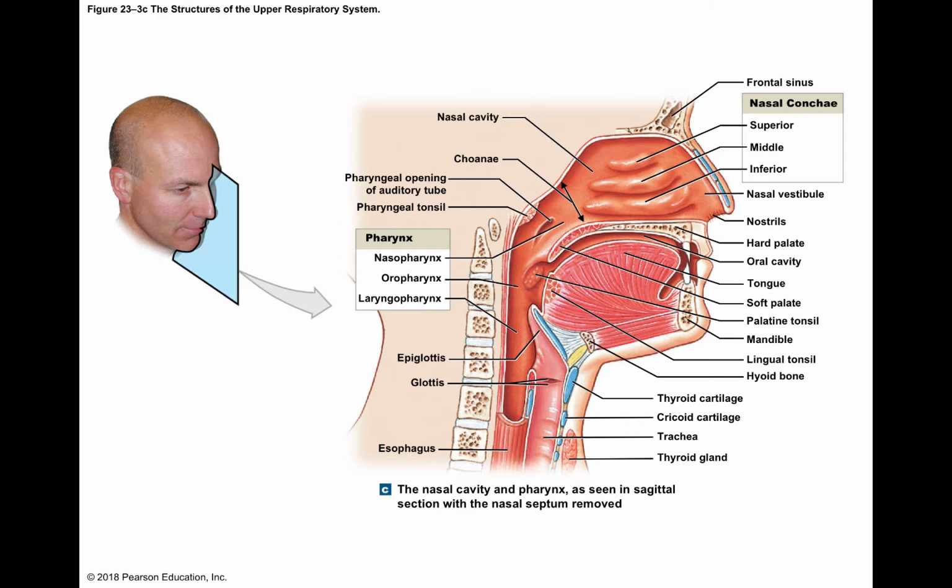So when you swallow, the tongue and the muscles in your throat push the epiglottis down, and it covers the trachea opening, and your food is forced to go down your esophagus, right? So that's how that's forced to go down there. So those are some of the structures in the upper respiratory system.